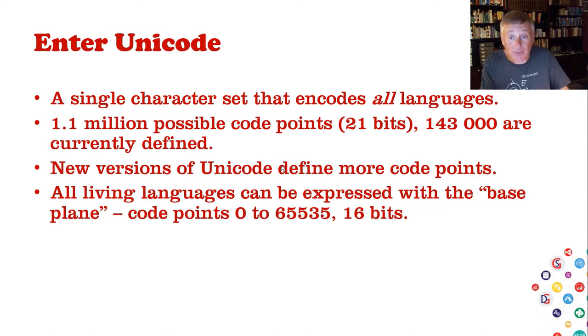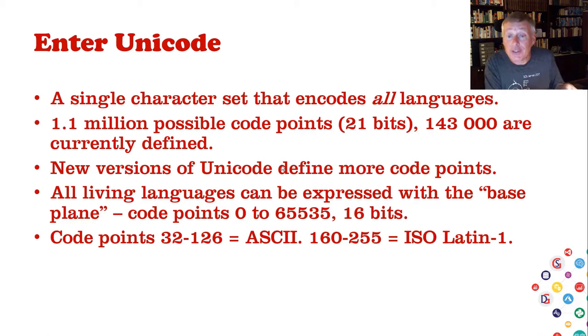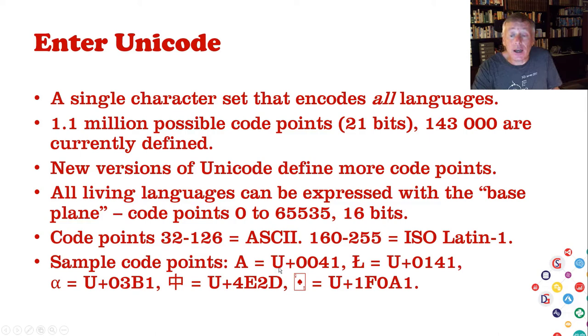And you should also know that the code points from 32 to 126, yes, that is ASCII. And the code points from 160 to 255, that is Latin 1. Here are some sample code points. The way code points are denoted in Unicode, it's always U plus and the code in hex. So capital A is U+0041, just like in ASCII. Here's U+0141, a Polish character, L with a slash over, which you will see a couple more times in this session. Here's the Greek letter alpha. Here's a Japanese character, and here's a playing card. The playing card is beyond the base plane, so that's why you have 5 hex digits. We only use 4 hex digits for characters in the base plane.